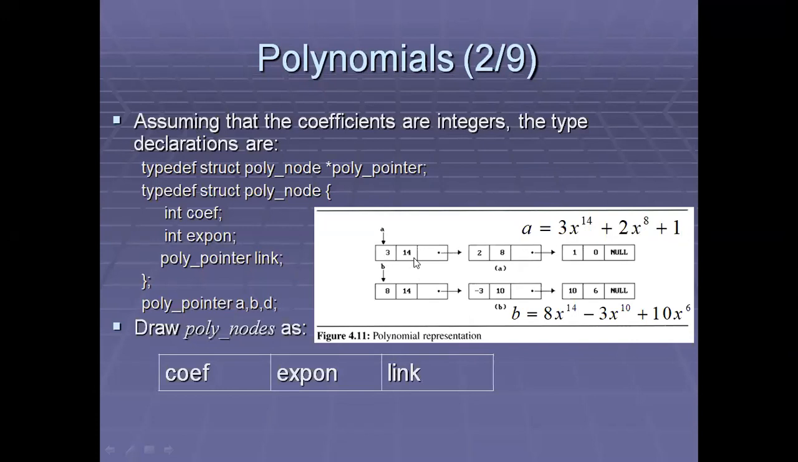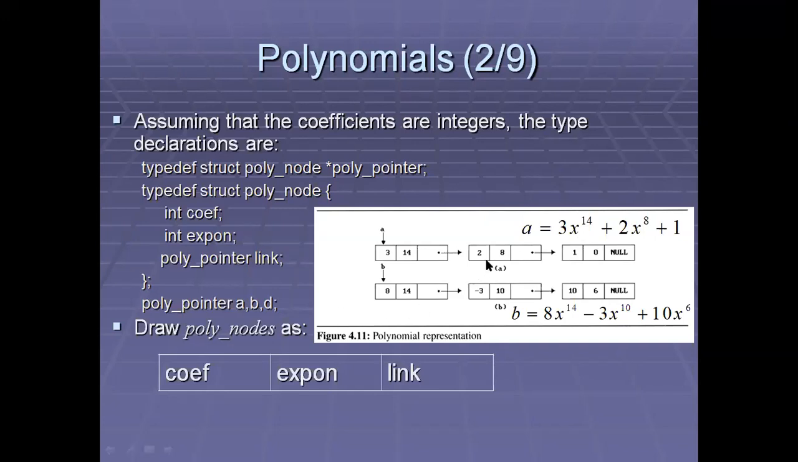See, the first part in the node, that is the linked list node, is 3. Next is 14. Next is the address of the next node. So here you can see 3, that is the coefficient, is kept in the first part of the node. Next, the exponent part 14, x to the power of 14, is kept in the second part of the node. Next one, as all of us know, is the address of the next node.